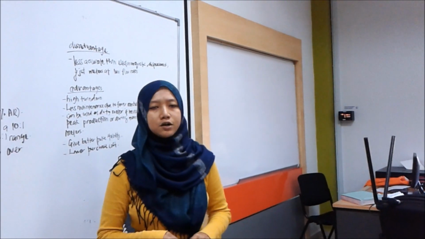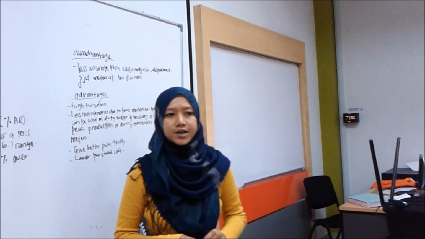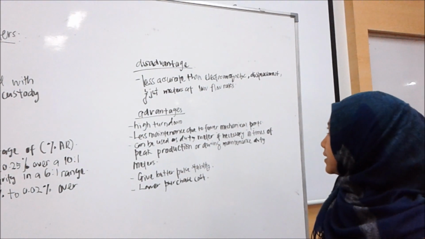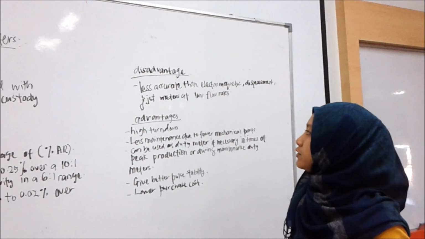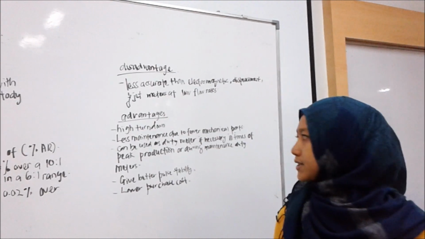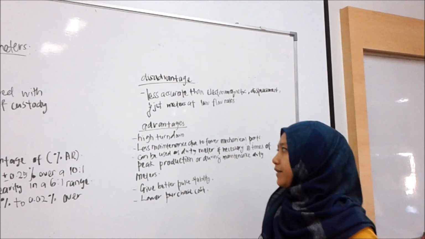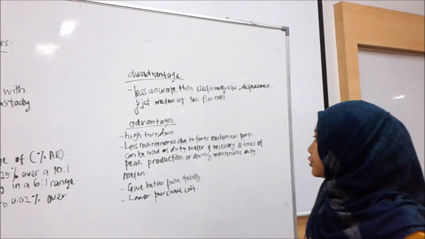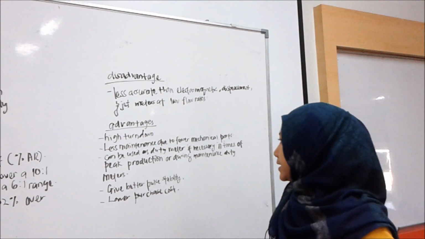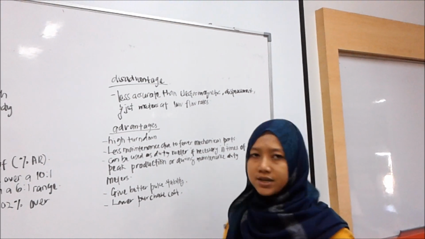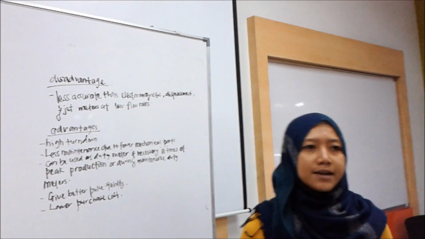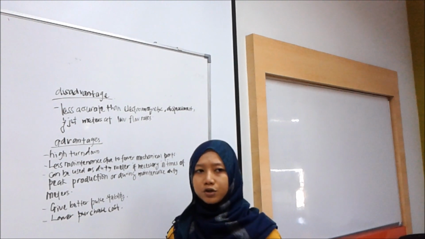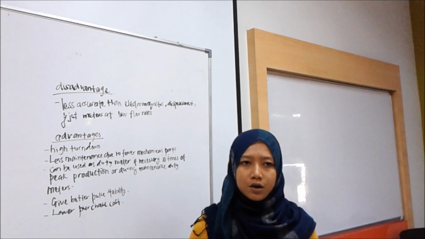The turbine flow meter also shows a disadvantage, it is less accurate than other flow meters, such as electromagnetic, displacement and also jet meters, at low flow rates. However, the advantages will cover all these, such as high turndown, less maintenance due to fewer mechanical parts, and it can be used as a duty meter if necessary in times of peak productions or during maintenance of duty meters, and it also gives a better pulse stability during operation.